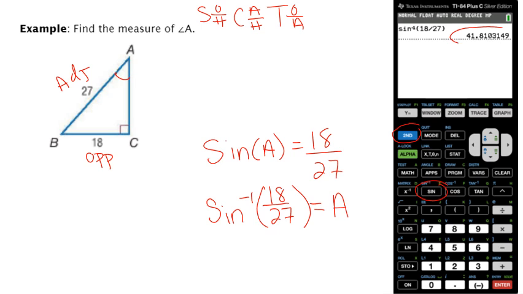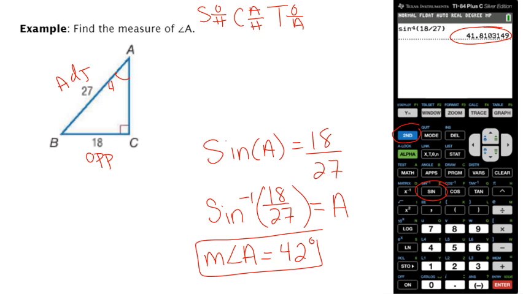You can see our calculator gave us an answer of 41.81. If I round this to the nearest degree, the measure of angle A is about 42 degrees. That's what this means here. If I had to find B, I can do the same process with a different ratio, but we know that the triangle adds up to 180. So if I subtracted, I would get my other angle to be 48 degrees if I wanted to find that angle too.